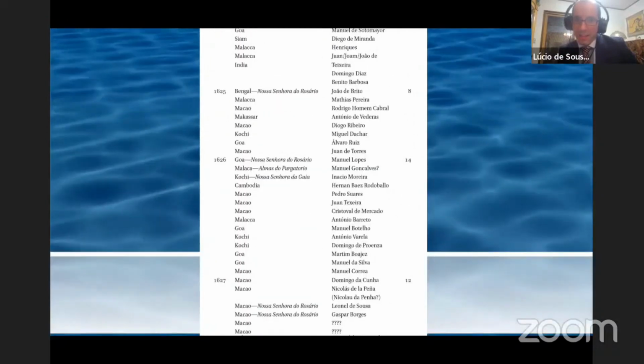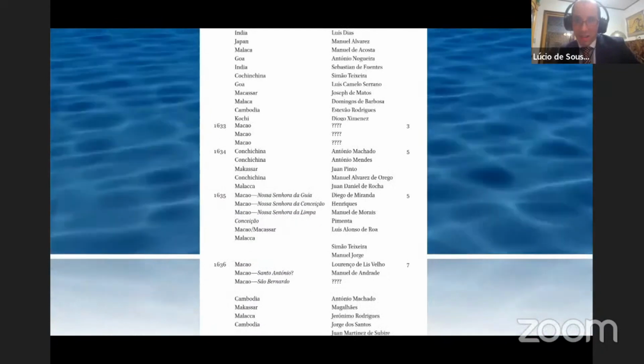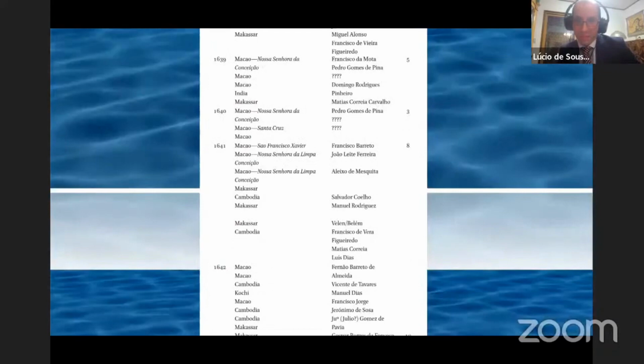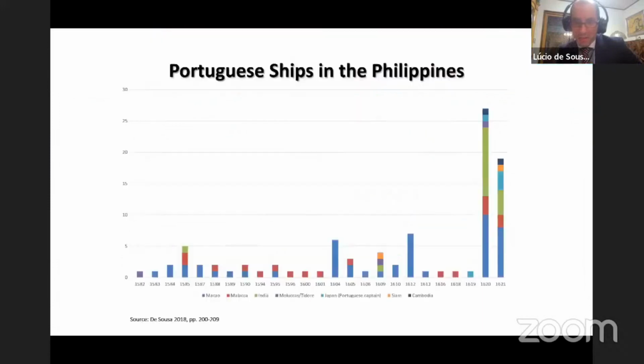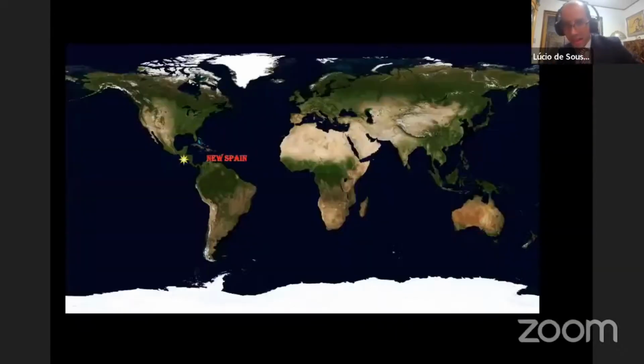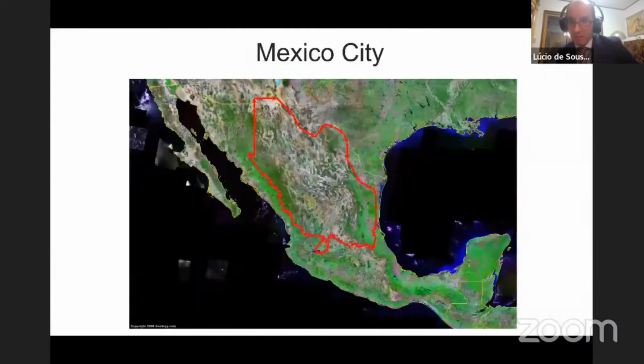The main thing is that when we start studying this list and the information on these merchants that are arriving in Manila, mainly we know that the main centers of this connection are Macau and Malacca, but we also have many ships from India, from Goa, that are traveling directly to Manila. And from this connection we will have, afterwards, a connection from Manila to Acapulco and Mexico City.